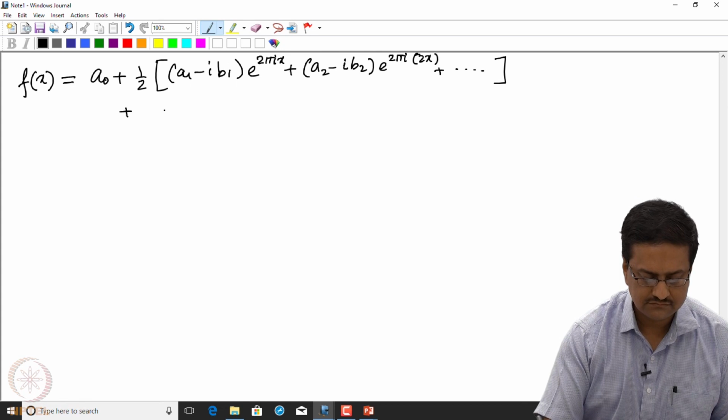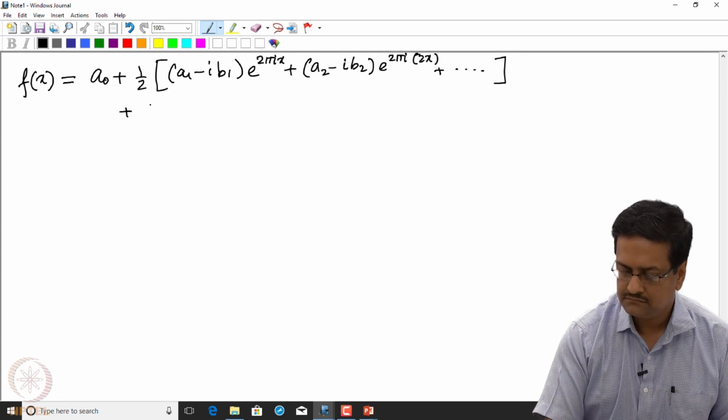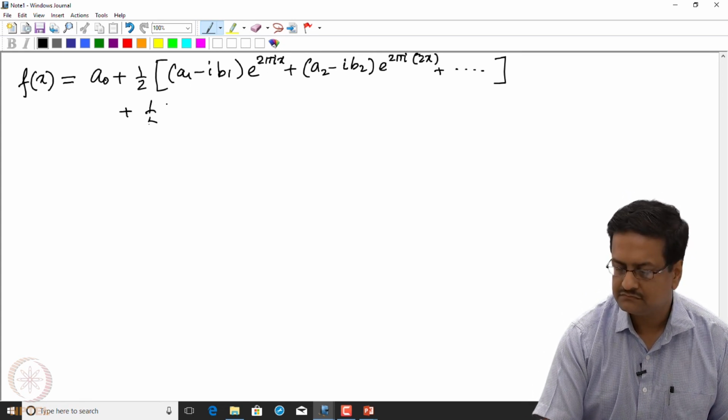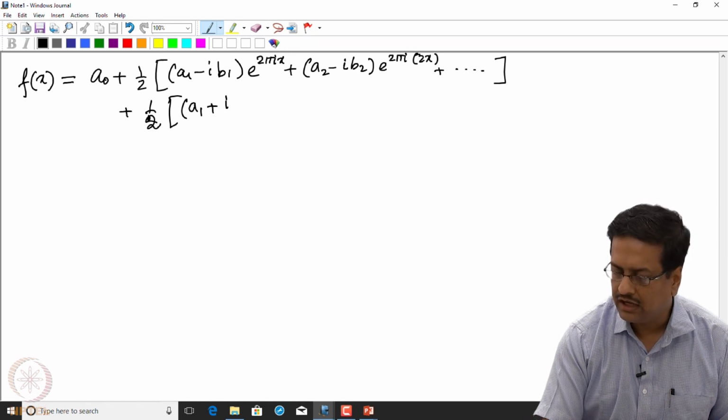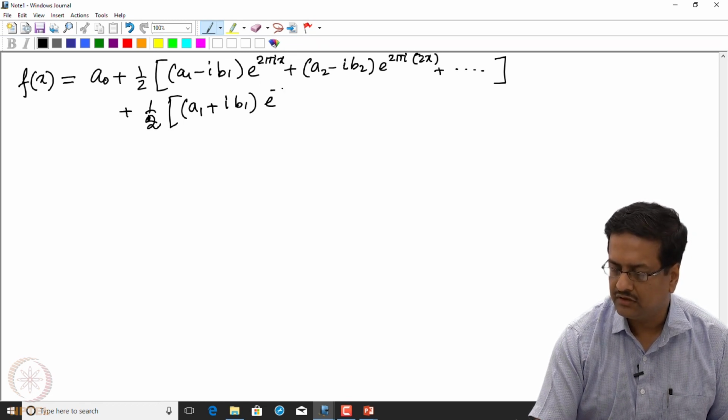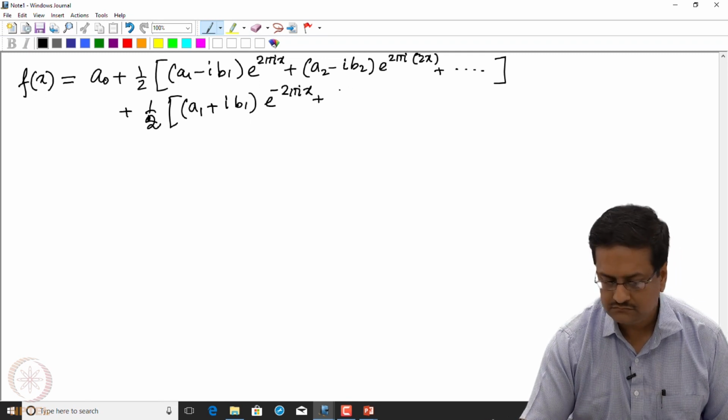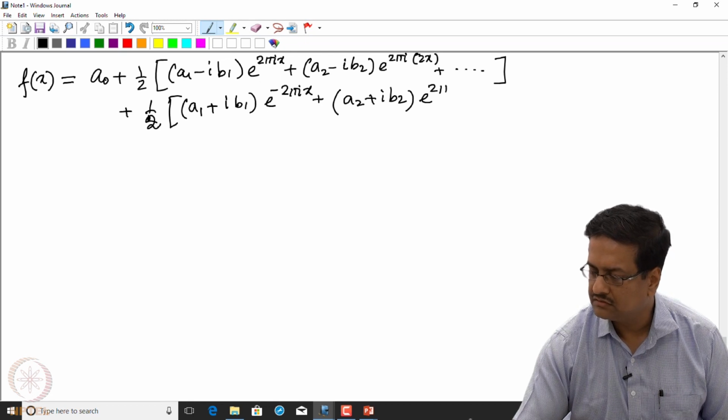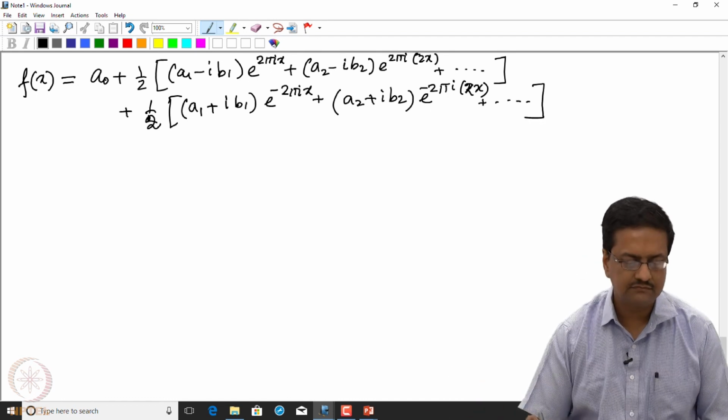plus half (a1 plus i b1) e to the power minus 2 pi i x plus (a2 plus i b2) e to the power minus 2 pi i 2x, and so on up to the nth term.